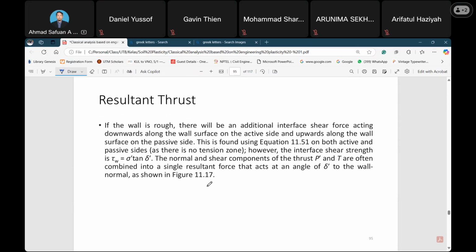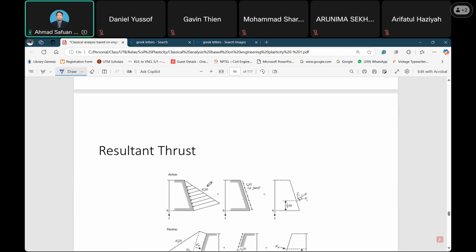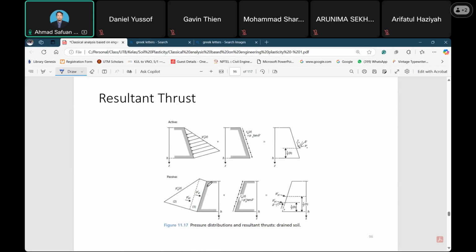Okay, so if the wall is rough, there will be an additional interface shear force acting downward along the wall surface on the active side and upward along the wall surface on the passive side. This is found using equation 11.51 on the active and passive side. However, the interface shear strength tau W is equal to normal stress tangent delta. The normal and shear components of the thrust P and T are often combined into a single resultant force that acts at the angle of delta to the wall as shown in figure 11.17. Okay, this is for the drained case.